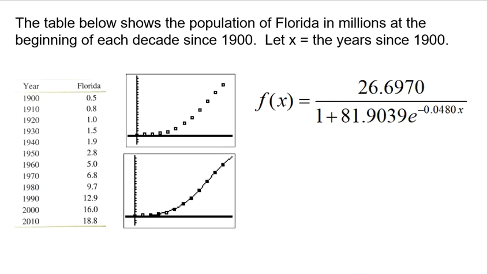All right, let's look at one more example here, and I chose a logistic one because these are kind of cool ones. So the table below shows the population of Florida in millions at the beginning of each decade since 1900. So again, we're going to let X represent the years since 1900. So year 0 would be considered 1900 right here. This would be 10 years, 20 years, and so forth, all the way to 110 years since 1900. And the population is in millions, right?